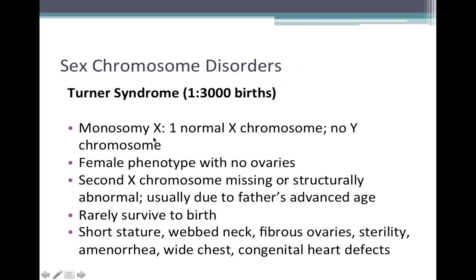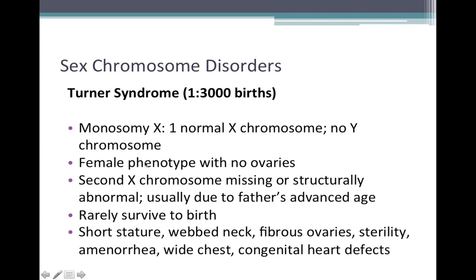Now, another type of sex chromosome disorder is called Turner syndrome. It's present in about 1 in 3,000 births, so it's fairly common. This is a form of monosomy where it's a genetic female that only has one X chromosome. So we call this XO genotype, where they're going to have 22 autosomes, but only one X chromosome instead of the normal two X chromosomes in females. Individuals with Turner syndrome only have one X.